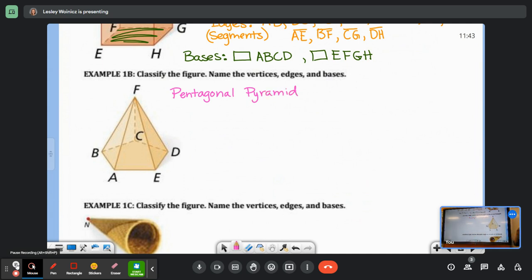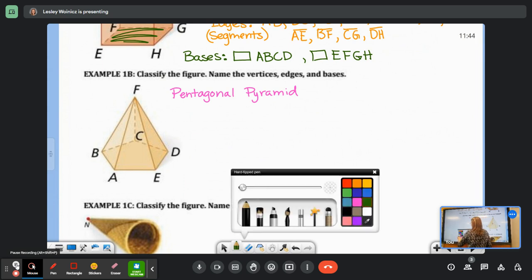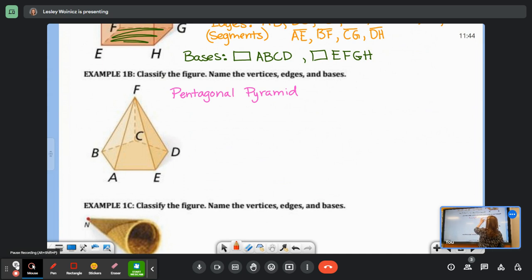Okay. So let's start with the vertices. Remember that these are the points, the points where our edges intersect. So they are points. A, B, C, D, E, and F.